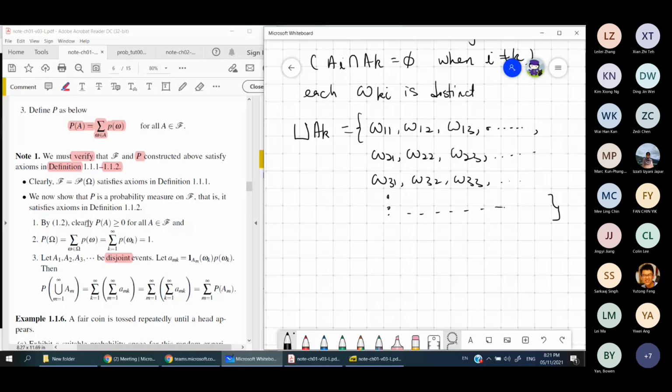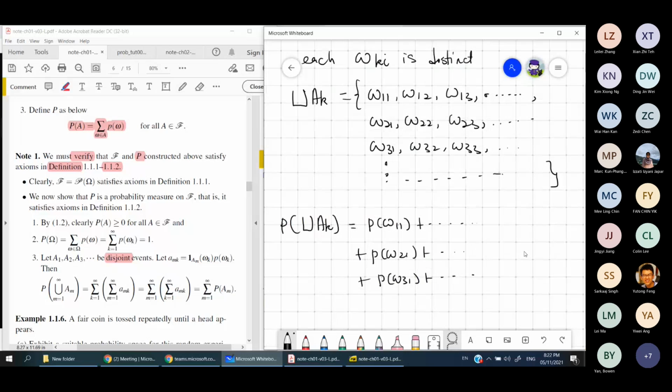Okay, so then P of the union of all the A_k, you are summing up all these things, right? So that means it's P of omega 1, 1, and so on, okay? And plus P of omega 2, 1, and so on, and plus P of omega 3, 1, and so on, and so on.